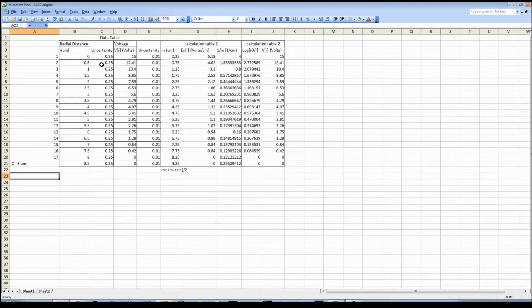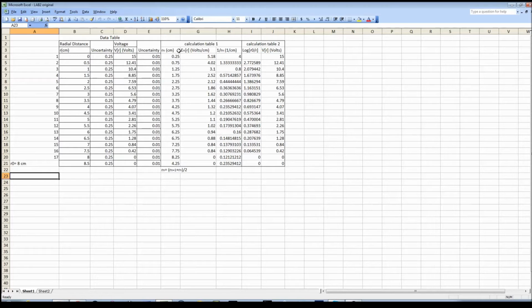So here we have our data sheet. We have our points, radial distances, and voltage at those distances. We have our acknowledged uncertainties for both radial distance and the voltage. Using this raw data, we will derive the information that we need to plug into our equations: calculation table 1 for Gauss's law and calculation table 2 for the definition of electrostatic potential.